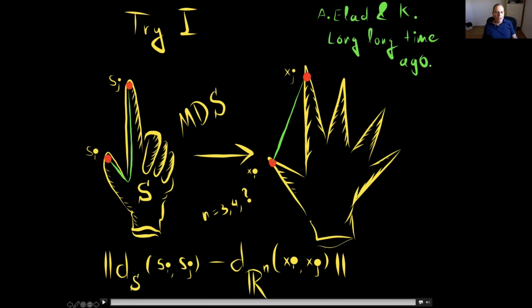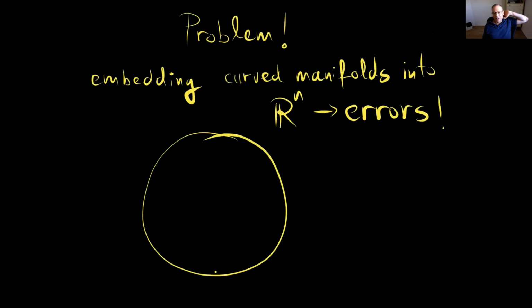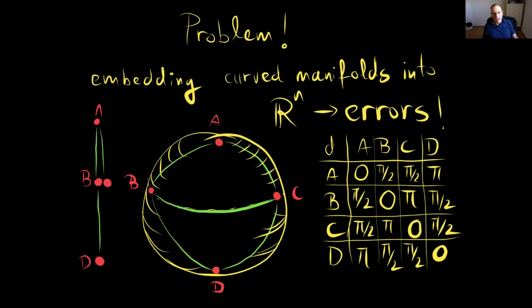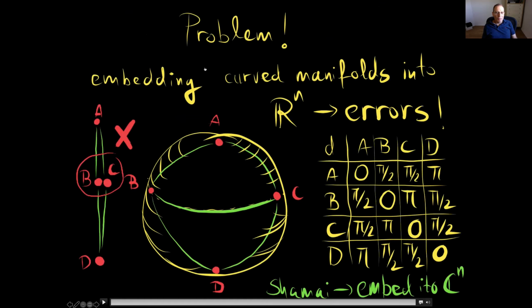However, the question is, can I always take points from some curved domains and embed them into Euclidean ones without introducing an error? And the answer is no. If I would take a sphere, for example, and try to embed it into a Euclidean space of any dimension, the problem is that if I take A, B, and C, they would have to be on a straight line. Why? Because the distances between the points satisfy the triangle inequality as an equality. So A, B, and C should be along a straight line in my embedding into Euclidean space.